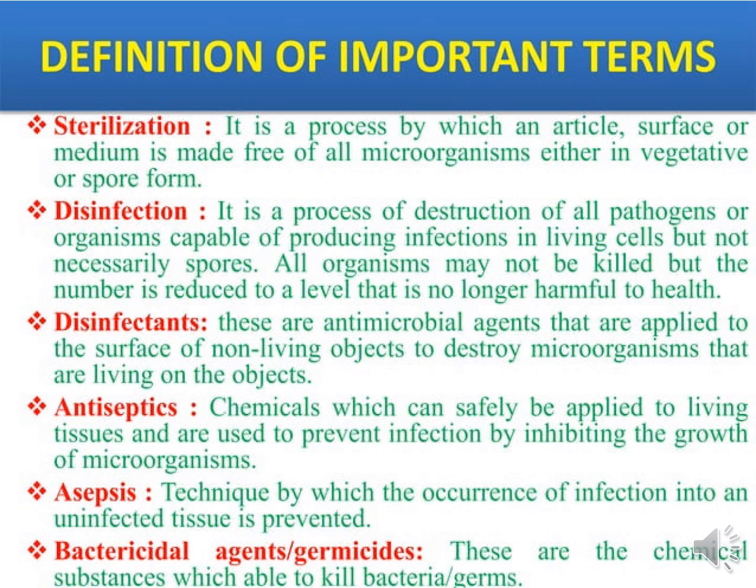And the next term you have to know is asepsis. Asepsis is a technique by which the occurrence of infection in uninfected tissue can be prevented. So before the organism goes to infect the normal tissue, you have to prevent it by the eradication of the spores in the rooms, the instruments, or the surgical procedures. All these organisms should be completely removed.